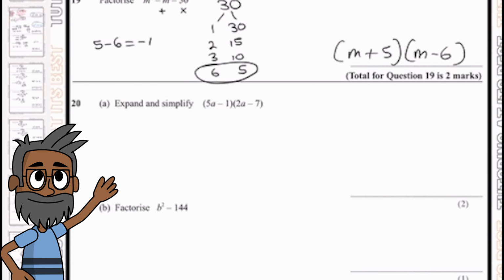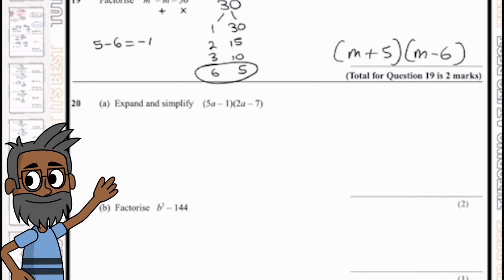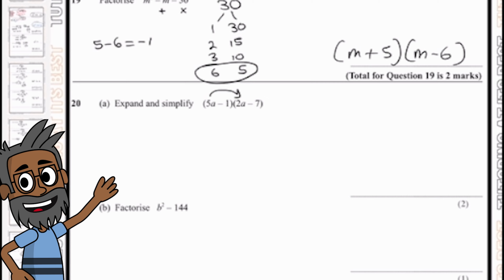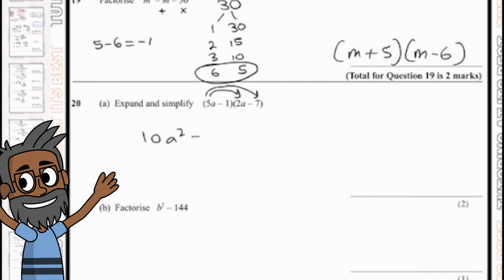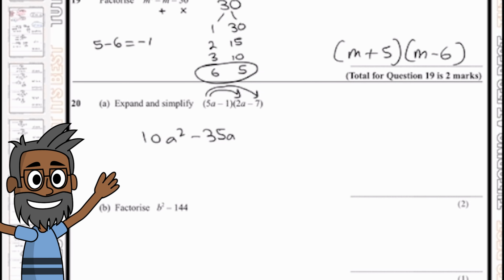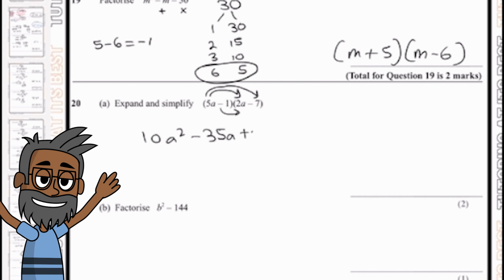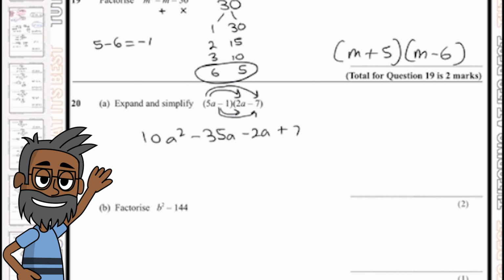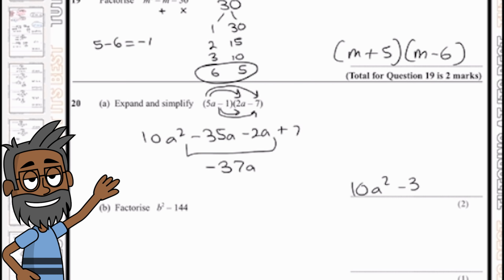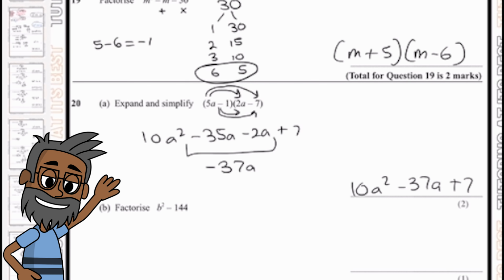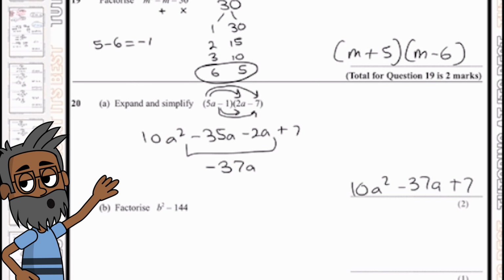Okay, let's go for question 20a. Again, we'll have 5a times 2a, that's 10a squared. 5a times minus 7, and that's minus 35a. Minus 1 times 2a, and that's minus 2a. And then minus 1 times minus 7, that's your plus 7. We'll then put the like terms together, which will give us minus 37a, and put that all together here. And there we are.